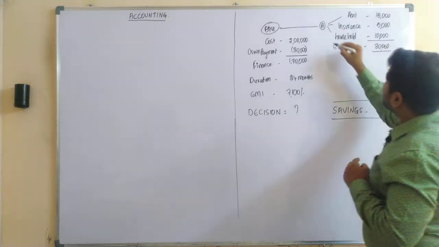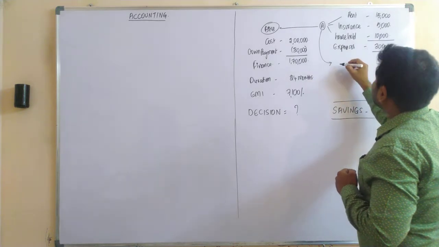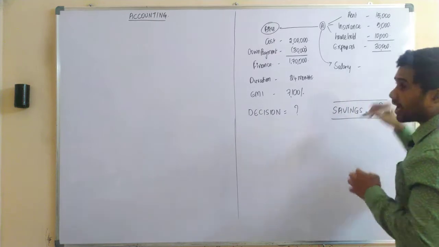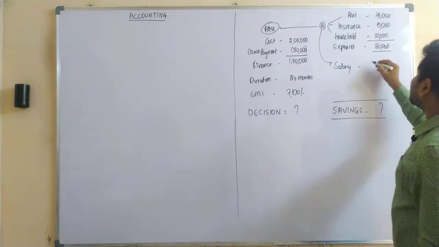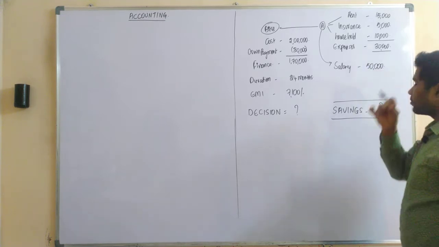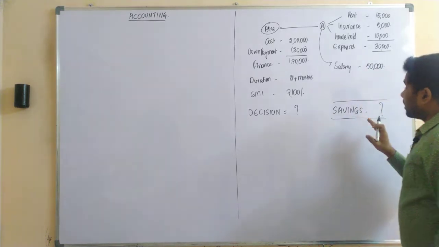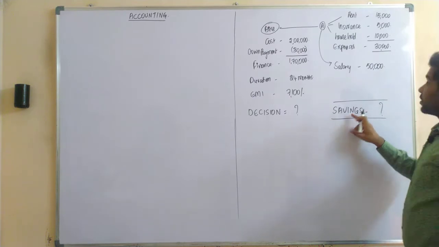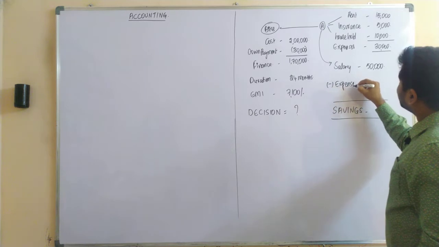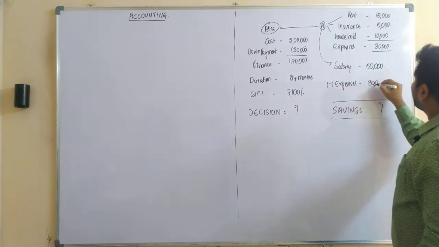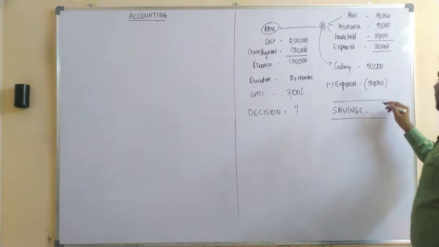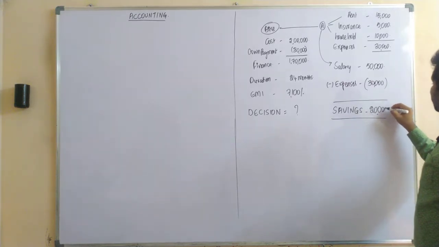Now let's assume Mr. A is a salaried person. In that case, Mr. A would be receiving his salary. Let's say he is earning an amount of 50,000 rupees towards salary. Now he wants to know his savings. From the salary, if we reduce the expenses of 30,000 rupees, we can know the savings of Mr. A, that would be 20,000 rupees per month.